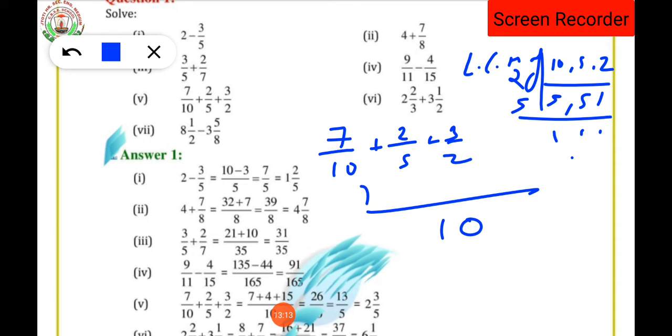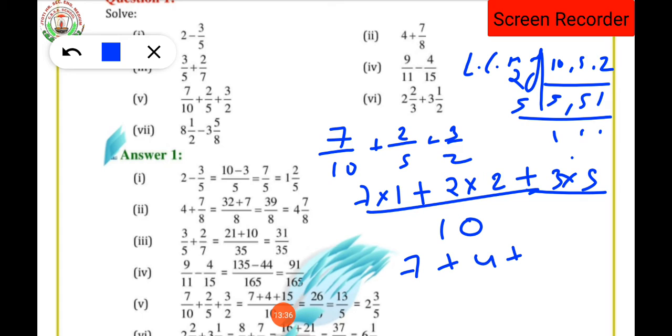Now 10 comes in the table of 10 one time. That 1 will be multiplied with the numerator 7. Plus, 10 comes in the table of 5 how many times? That comes 2 times. So that will be multiplied with the numerator 2. Now 10 comes in the table of 2 how many times? 5 times. That 5 will be multiplied with the numerator 3. Isn't it? So here it becomes 7 plus 2 into 2 is 4, 3 into 5 is 15, upon 10. Clear? Now add all the numbers. 7 plus 4 is 11. 11 plus 15 is 26. So here 26 upon 10 will come.